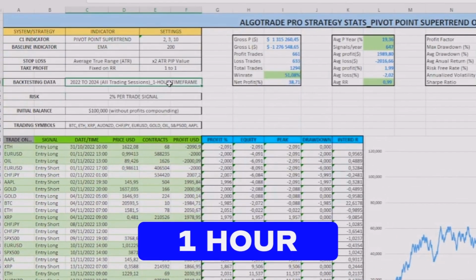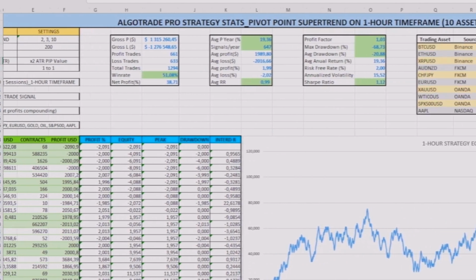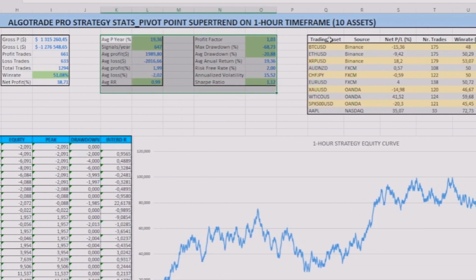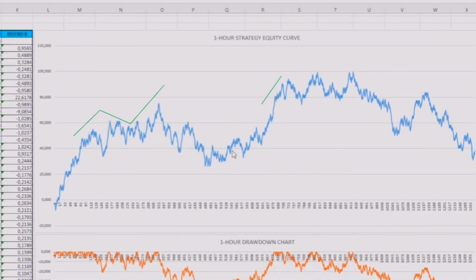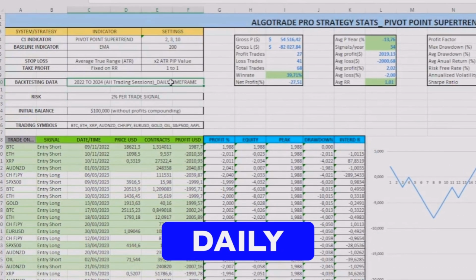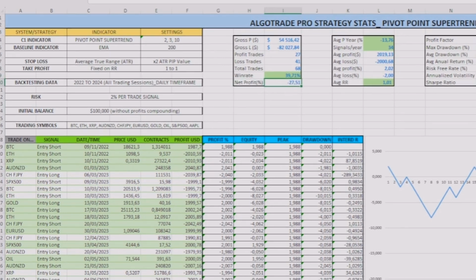Next, in the 1-hour time frame, the results were very similar, because after 1,200 trades, the indicator achieved a win rate of 51% and a net profit of 38%. Here you can find other important metrics, the results of every asset, and as expected, the equity chart was profitable but with big drawdown periods. Finally, in the daily time frame, after 68 trades, the indicator achieved a win rate of 39.71% and a net loss of 27%.